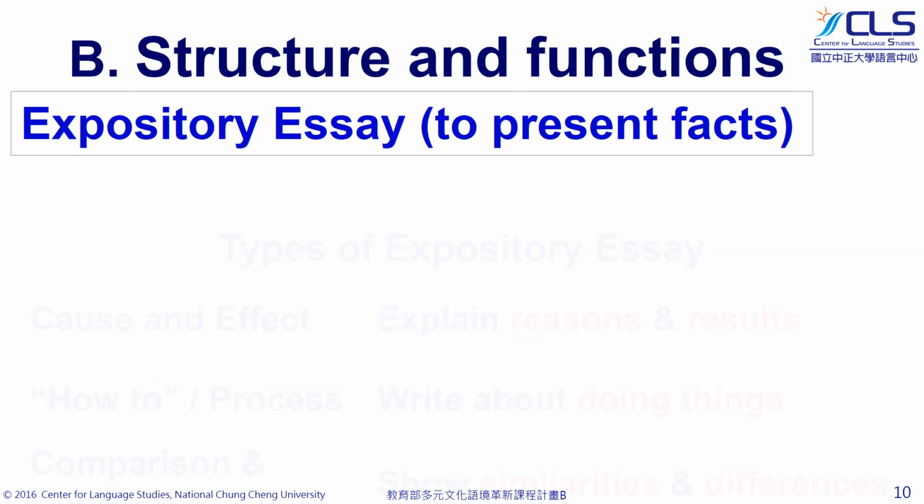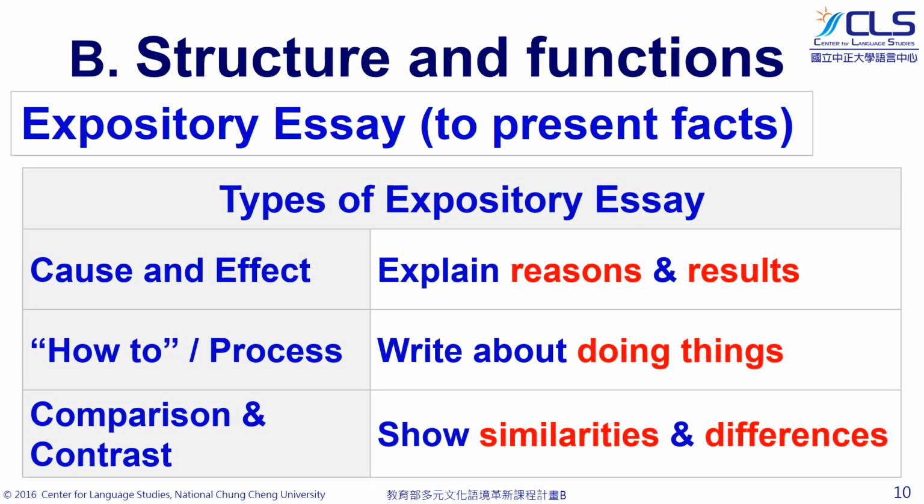Here are three major types of expository essays: cause and effect, process, and comparison and contrast. We can use cause and effect to explain reasons and results, while using process essay to write about the steps of doing something. And comparison and contrast can be used to show similarities and differences.